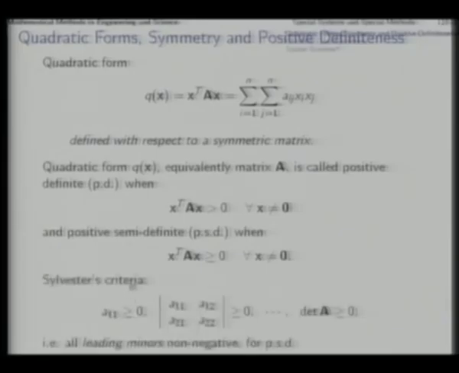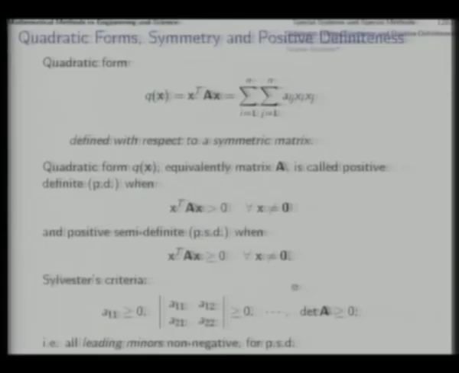Now, there is a test by which you can determine whether a matrix is positive definite or not. This is for positive semi-definiteness. When you replace these greater than or equal to signs with strict inequality, then you get the test for positive definiteness. This is called Sylvester's criteria. But as you know, this will become quite costly computationally, because you may need to determine a lot of determinants.